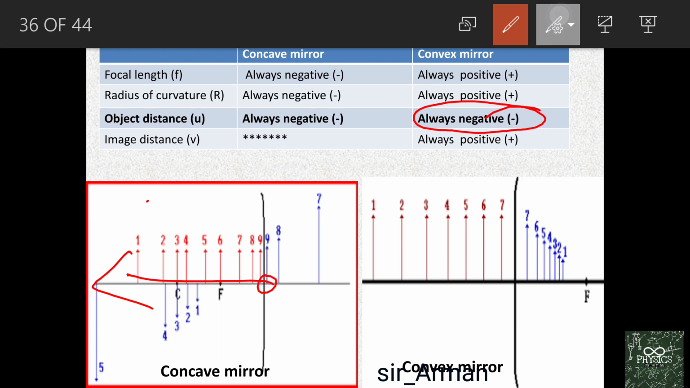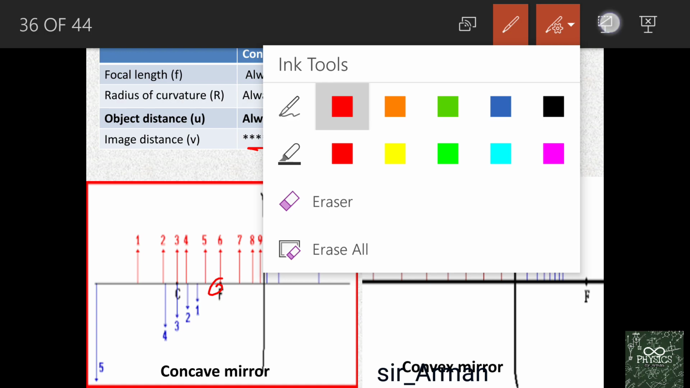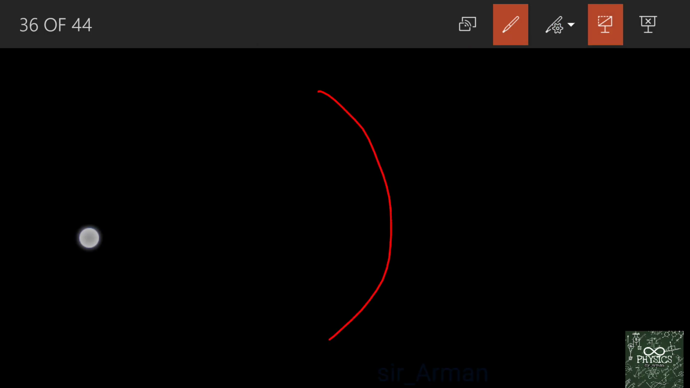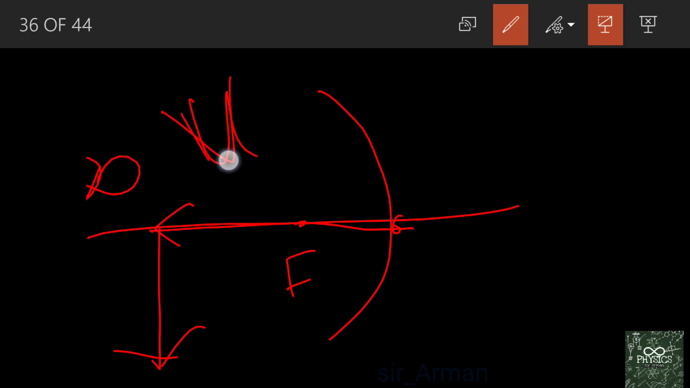And image distance. So image distance for concave mirror, I have made a star here, because for the position, that is when we are placing our object from infinity to focus, we are getting the image real and inverted like this. So in this case the image distance is always v equals negative.